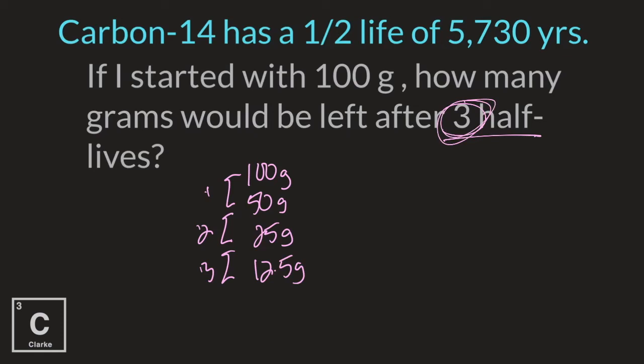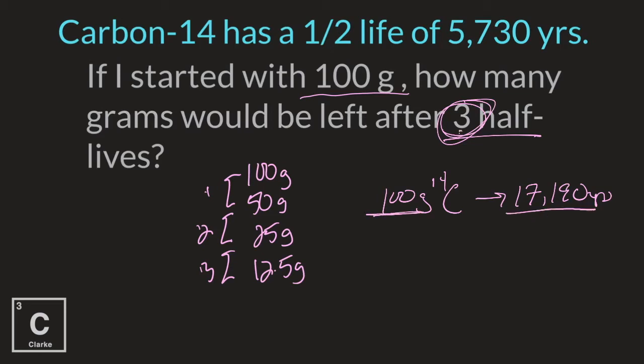So if we started with this 100 grams of carbon-14, after 3 half-lives, and we figured that out a second ago, that was like 17,190 years. Now that's not really important for this problem. I'm just kind of wanting to close the circle for you just a tiny bit. So if we start with 100 grams, after this many years, we're going to have 12.5 grams left.